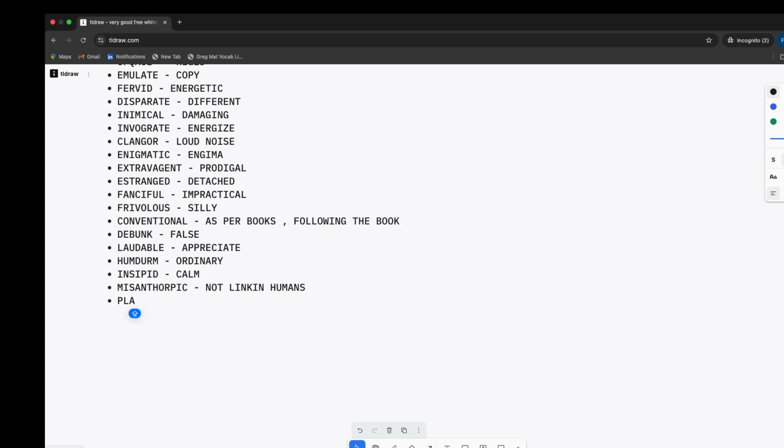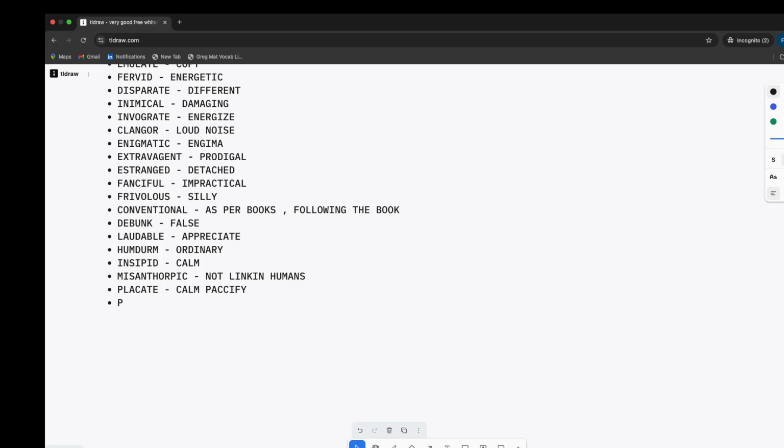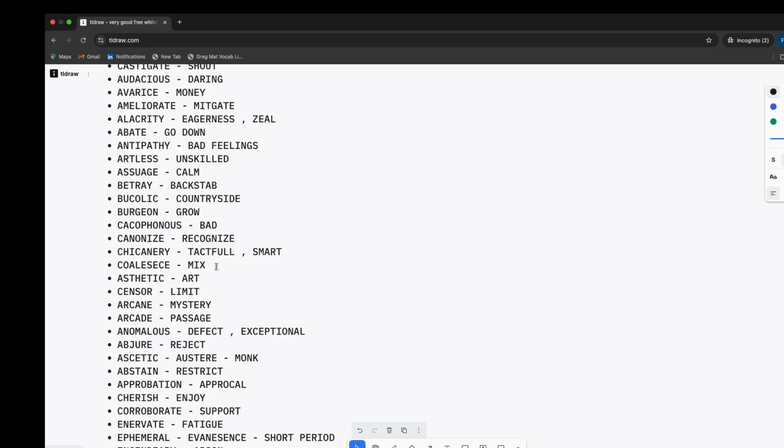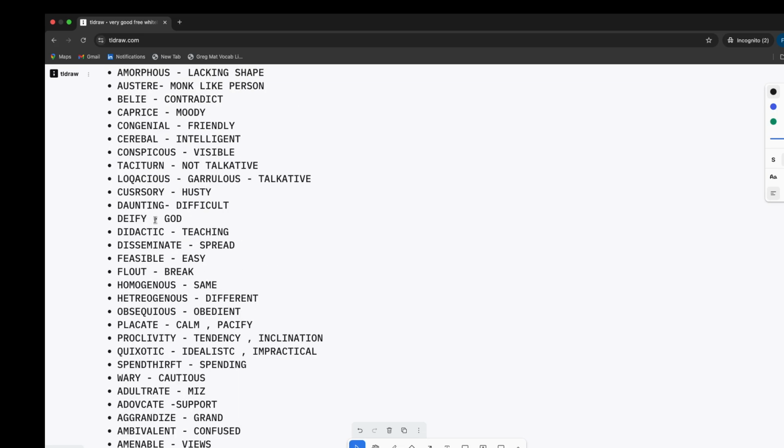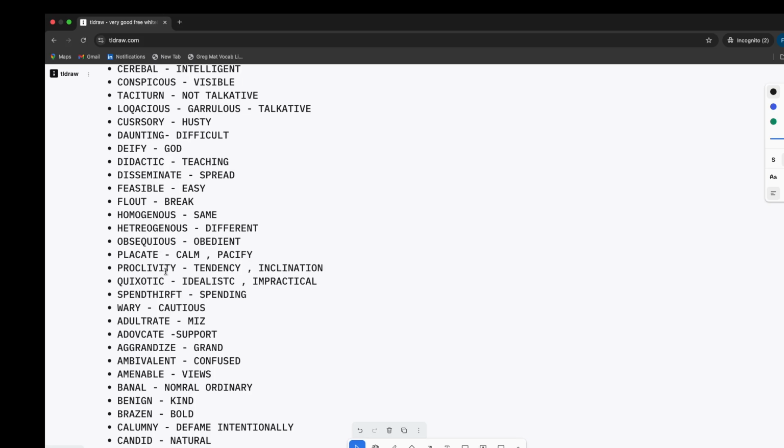Placate, calm. Proclivity was done. Tendency or inclination towards someone. Okay. Puerile is non-futile, like did not bear the desired results. So puerile is not futile or fruitless. You did not expect that to happen. To be wary of something is to be cautious. Yeah, proclivity is tendency.